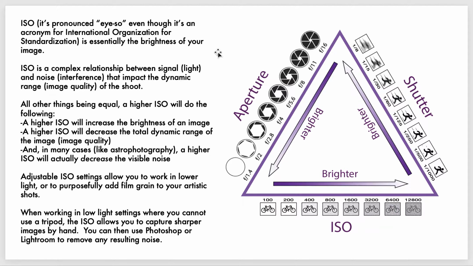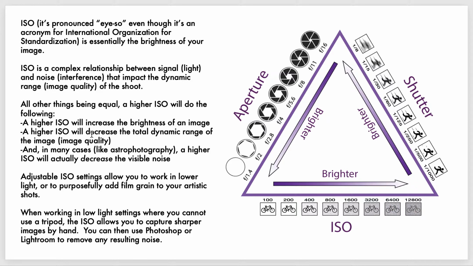Okay, so all things being equal, a higher ISO will do the following. It will increase the brightness of your image. Okay, as you can see down here on the bottom, it's actually showing you darker, but literally here, follow the arrow. It increases the brightness. So if you shoot at 100, and then leave your aperture and shutter the same and just adjust your ISO, your image will get brighter.